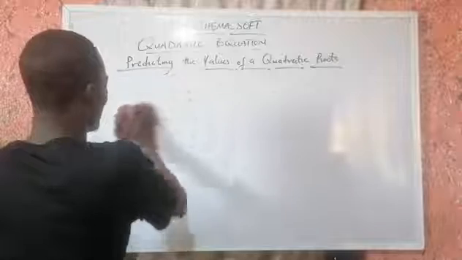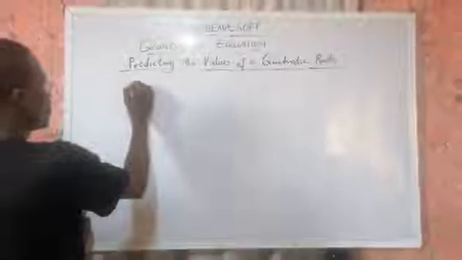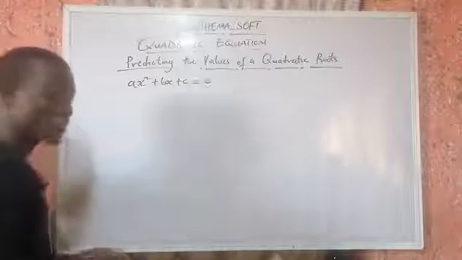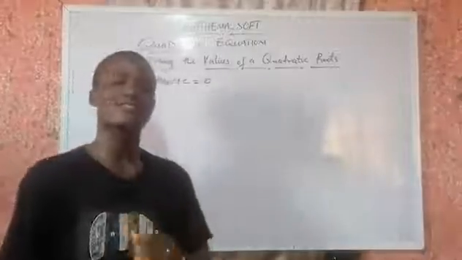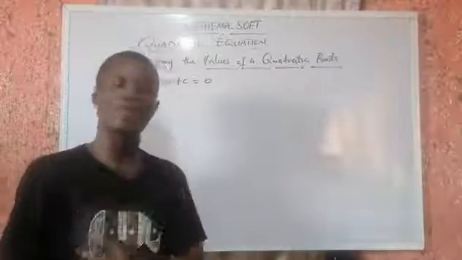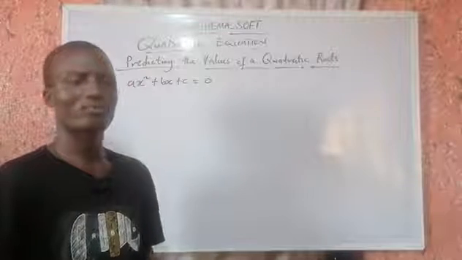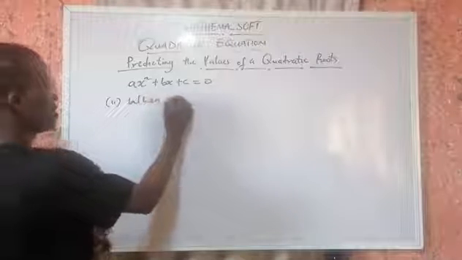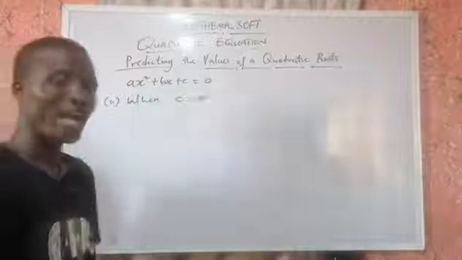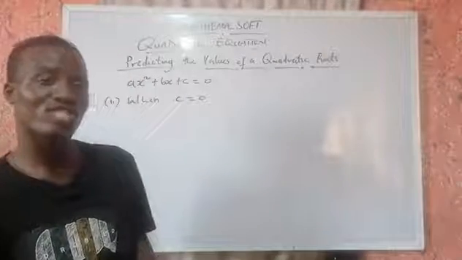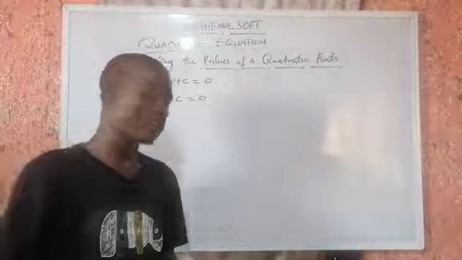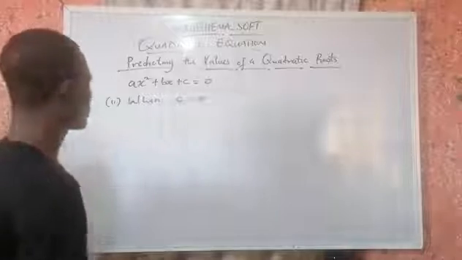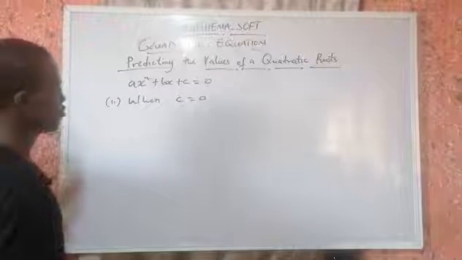We already understand that ax squared plus bx plus c equals 0 remains the general form of a quadratic equation. That is, any equation that can be expressed in this form is a quadratic equation. So the first condition I want us to look at is when c is equal to 0. What is the clue you may derive when the value of c is 0 in a quadratic equation? So let's rewrite this and see what happens.